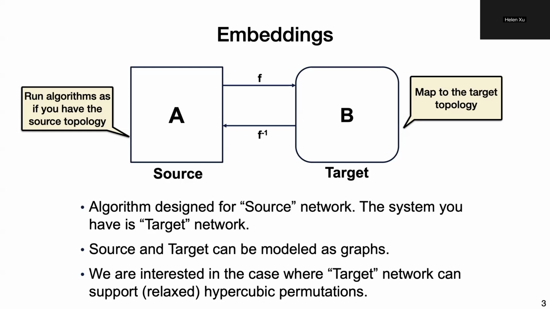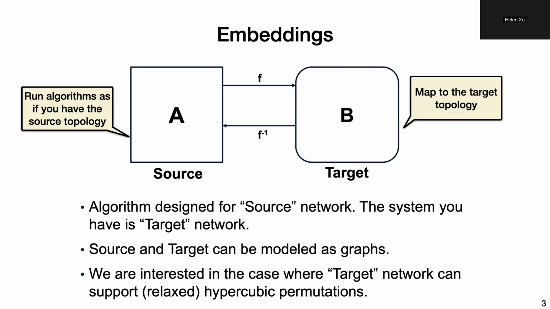But for some algorithms, suppose that you have an algorithm designed for some source topology that is not the hypercube. For example, for matrix algorithms, it's often easier to think about the topology as a grid because the matrix can be cut up into a grid. So suppose that we have an algorithm designed for a grid or some other topology, and we actually have a hypercube, and we want to run the algorithm on the hypercube as efficiently as it was in the original source topology. And that's the point of embeddings.